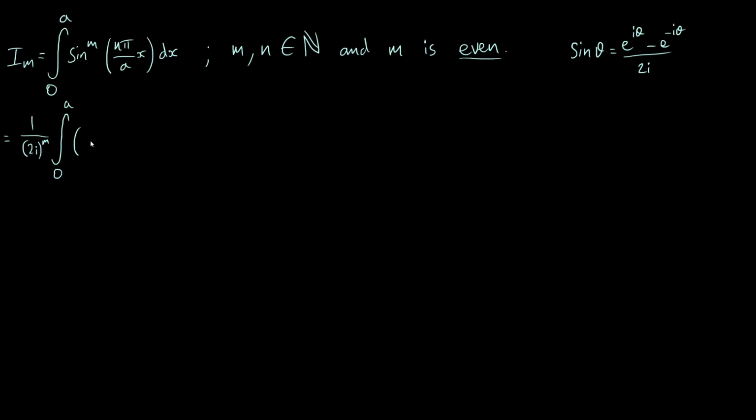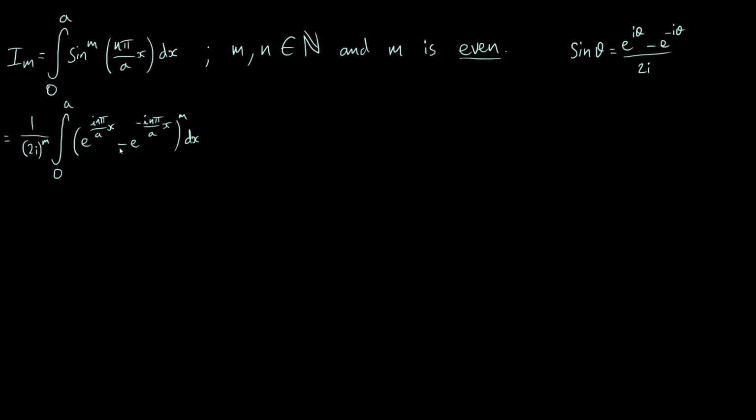we're going to have two terms. We're going to have e to the i n pi over a x, and then we're going to have minus e to the, well, the same thing but negative, minus i n pi over a times x. This whole thing raised to the power of m and then integrated with respect to x. So far we've just used this definition of sine.